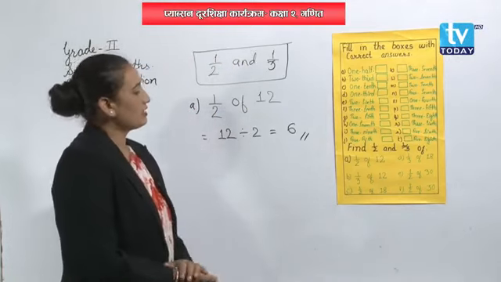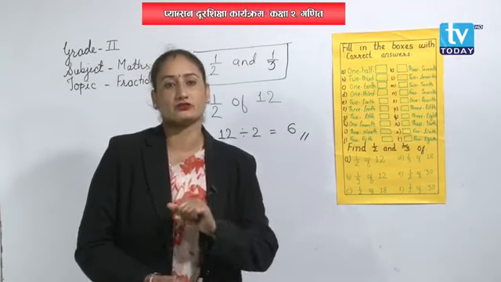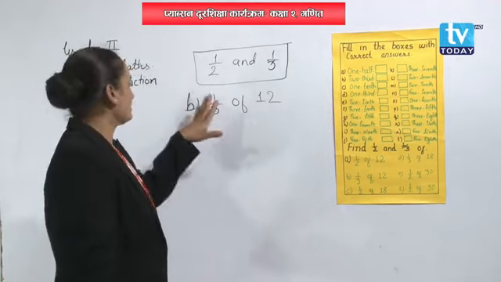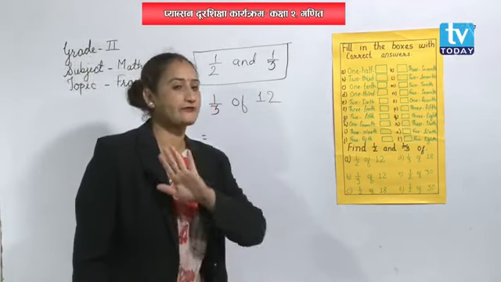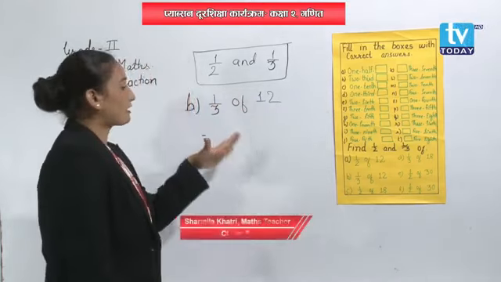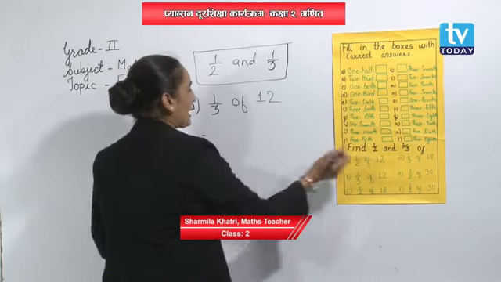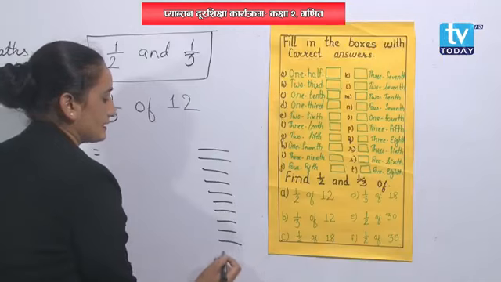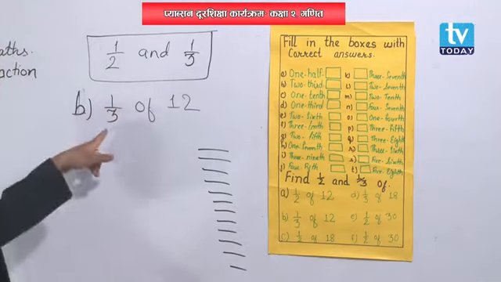Now, if I want to take 1/3 part of 12, then how to do? Let's have a look for this question. Half already completed. Half of 12 we have found is 6. Now you are going to divide this 12. See here, okay? 12 lines: 1, 2, 3, 4, 5, 6, 7, 8, 9, 10, 11, 12. 12 lines in 3 parts, in 3 places or 3 groups we can say.